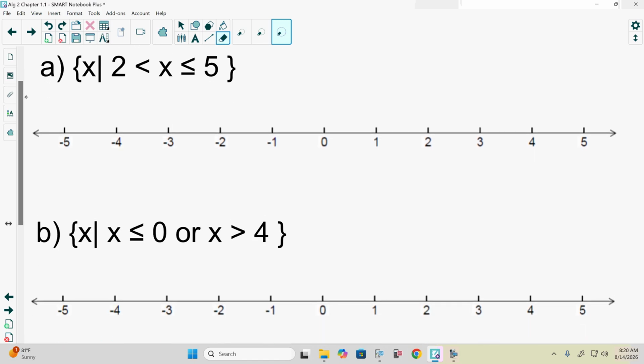So let's look at actually sketching some of these graphs and seeing how this works. So the first one, A, the set of all real numbers X such that 2 is less than X is less than or equal to 5. Funny enough, we want to sketch this graph. This is just saying we're using the entire number line. So really it's just saying sketch this. So since this is bounded.